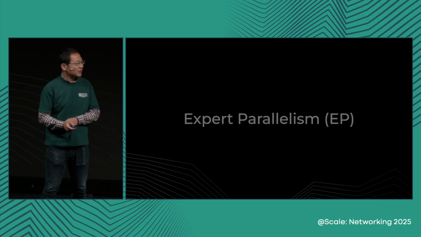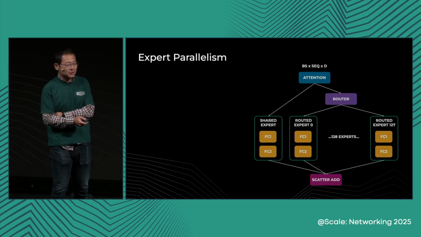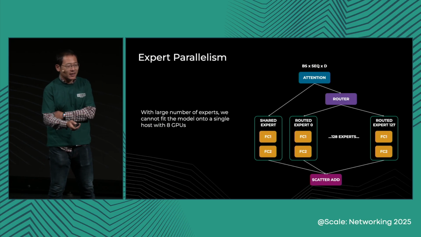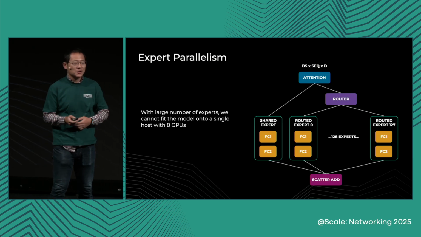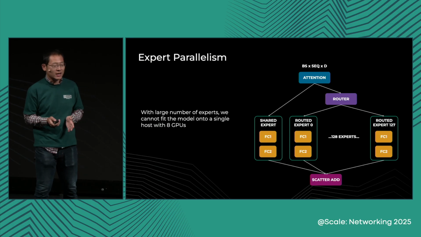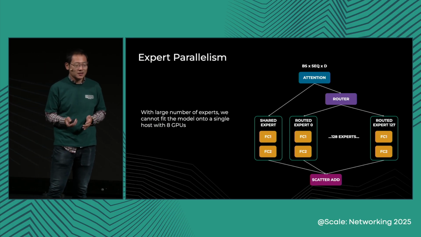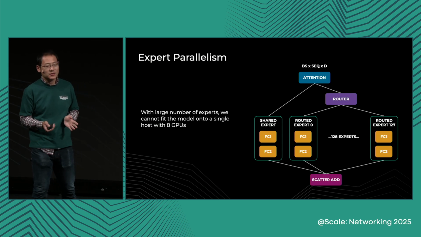So now let's take a look at expert parallelism. Before I dive into the details, let's first take a look at why we need that. Our large language models have become so big, especially now that they're going sparse, like the MoE (mixture of experts) architecture, that we cannot fit them into a single host, which is where we usually apply tensor parallelism.